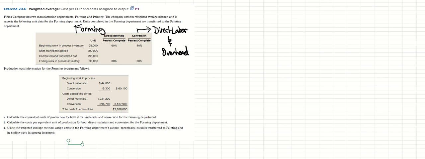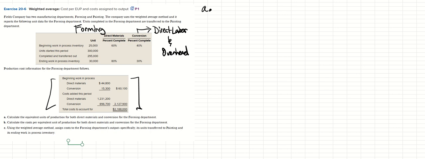Right below, we have cost information for the production process within the forming department, with dollar amounts. We have letters A through C, and our job is to tackle each letter one by one. I'm going to start with letter A. Letter A says to calculate the equivalent units of production for both direct materials and conversion for the forming department.